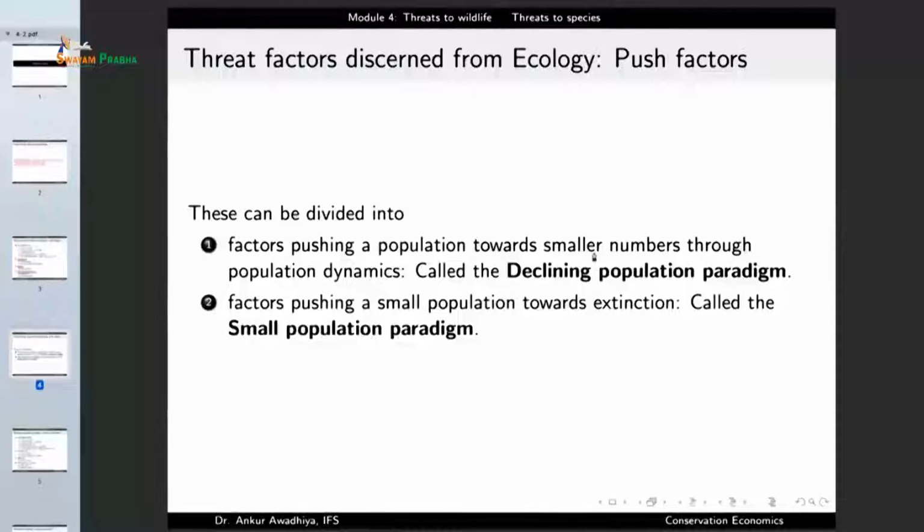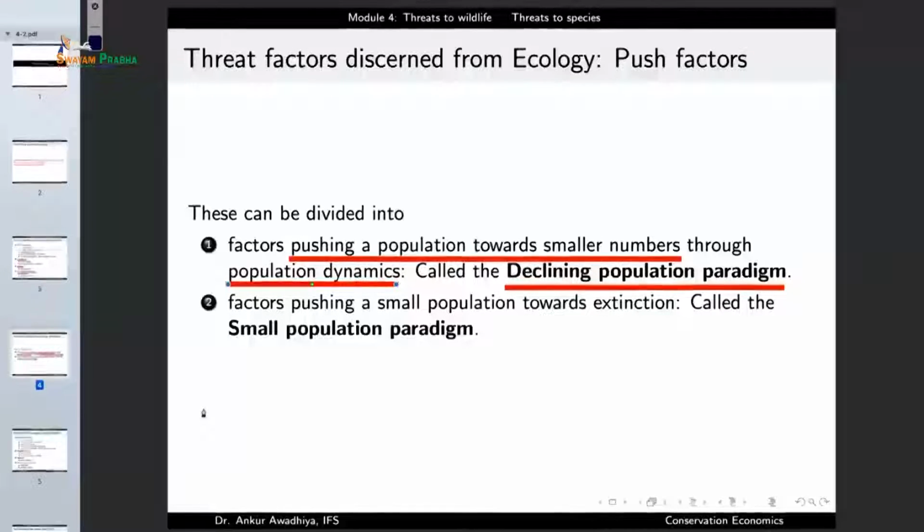Now, these push factors can be divided into two categories. There are factors that push a population towards a smaller number. Here, the population is currently large in size, and these are the factors that are pushing the population towards a smaller number. And these are known as the declining population paradigm. So the declining population paradigm is the study of those factors that push a large size population towards smaller numbers, and this occurs through population dynamics.